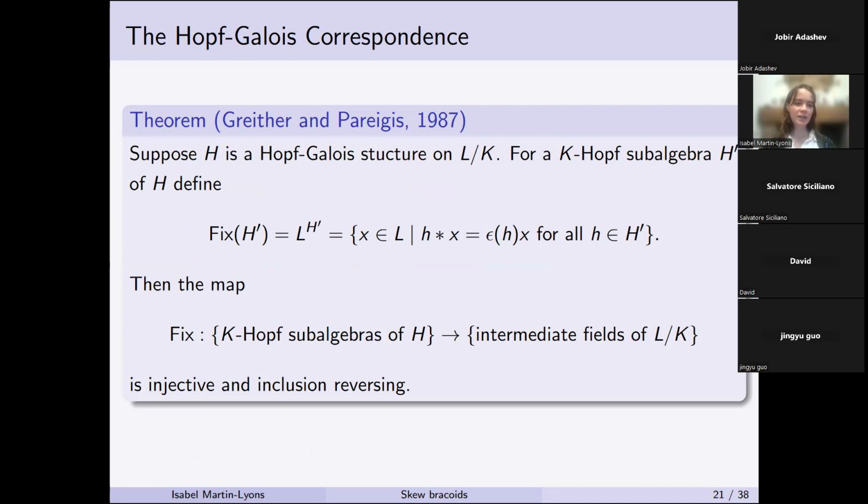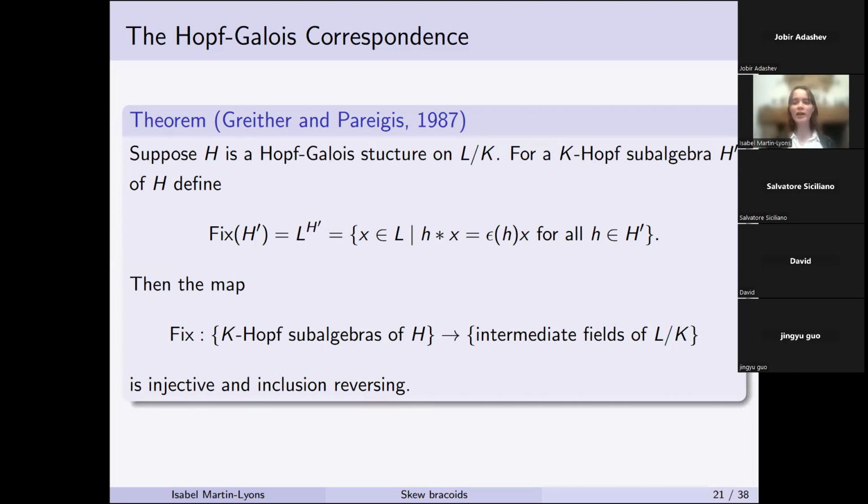So if we have H, a Hopf-Galois structure on L over K, for any K-Hopf subalgebra H', we can define a fixed field of that structure. So the fixed field of H', i.e. L fixed by H', is what you would expect: the x's in L for which h ⋆ x is the counit applied to h, times x. These things should be equal. Then this fixed map is necessarily injective and inclusion reversing.